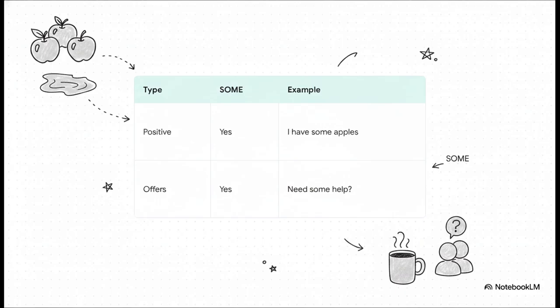Imagine you're hosting a dinner party and want to set a warm, inviting vibe. Some is absolutely your best friend here. For an affirmative statement, you can just confidently say, "I have some apples for dessert," or "She needs some water for the table." It just flows.